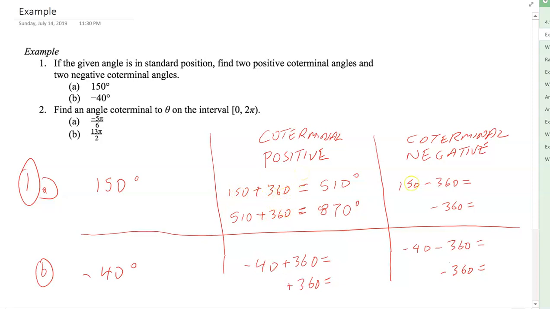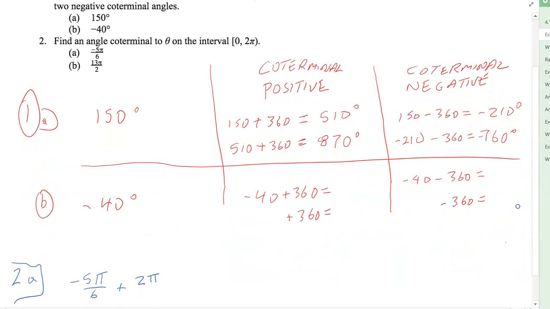With negative coterminal angles, we're going to be subtracting 360 until we get negative angles. In this case, 150 minus 360. That gives you negative 210 degrees. So that's your first negative coterminal angle. We take this negative 210 and subtract 360. We have negative 570 degrees. That's your second negative coterminal angle.